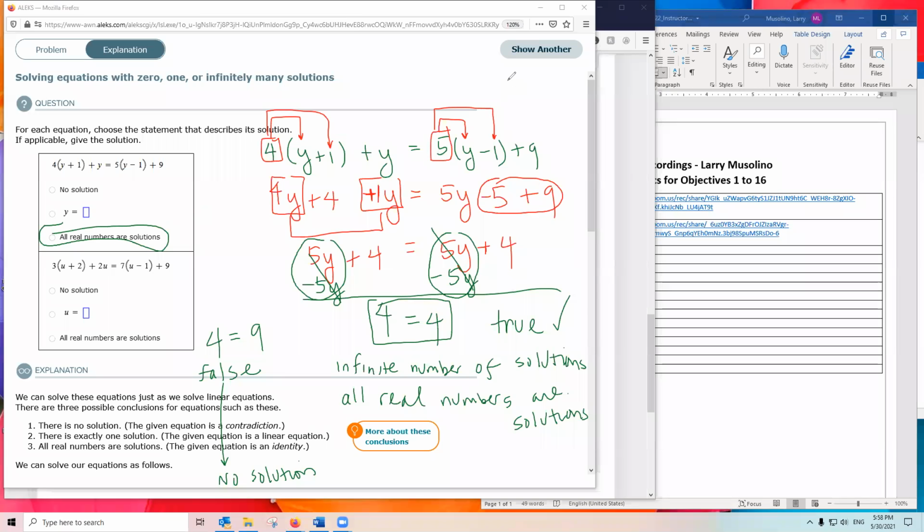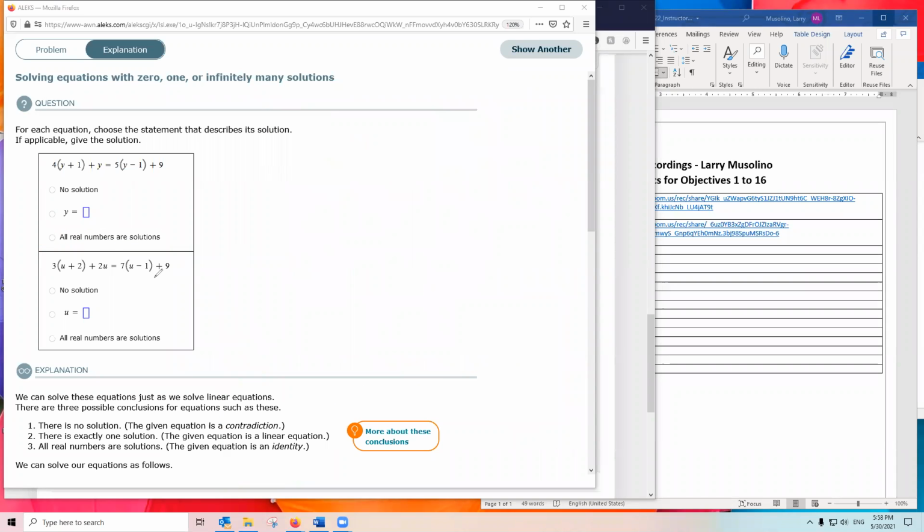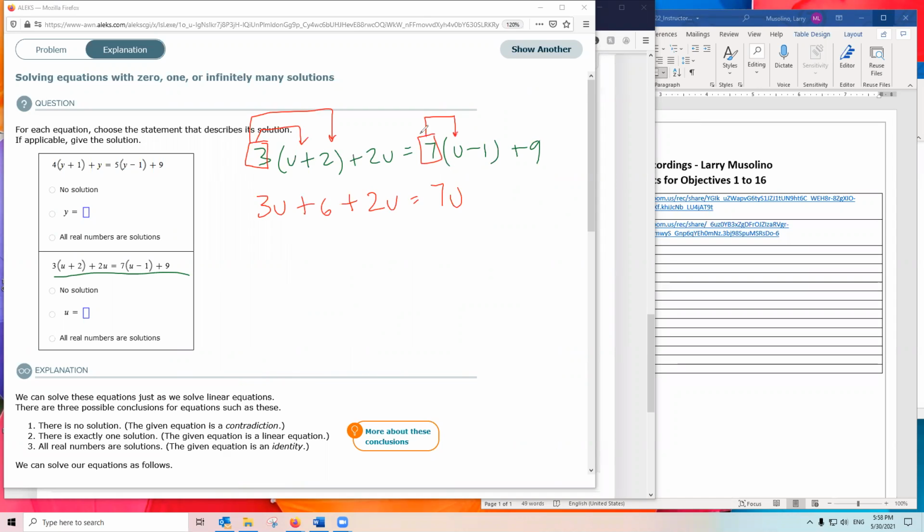All right, let's do this bottom equation here. It says 3 times u plus 2 plus 2u is 7 times u minus 1 plus 9. All right, first step, multiply inside the parentheses. 3 times u is 3u. 3 times 2 is 6. Copy down the plus 2u. On the right-hand side, the 7 multiplies the u, that's 7u. And the 7 multiplies the 1, that's 7.